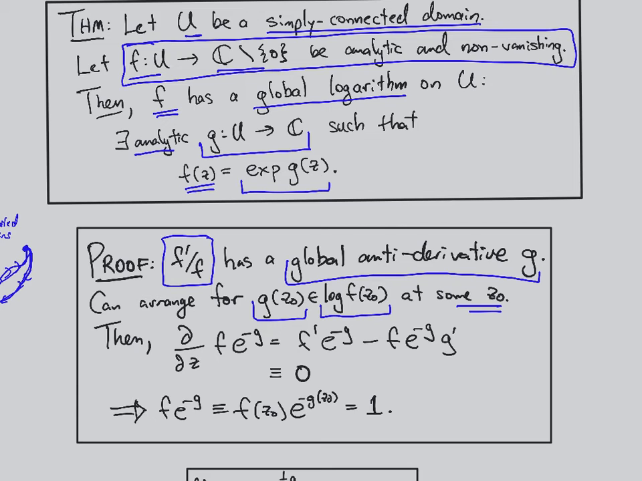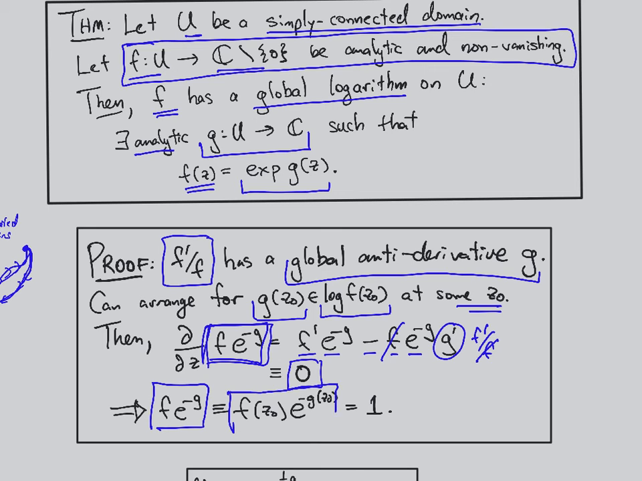So you take the derivative of f e to the minus g, you get f prime e to the minus g minus f e to the minus g g prime, but g prime was f prime over f. So the f's cancel and you just get 0. So this function is constant. So it equals its value at z naught, but we've arranged for this to be 1. So f is identically equal to e to the g.